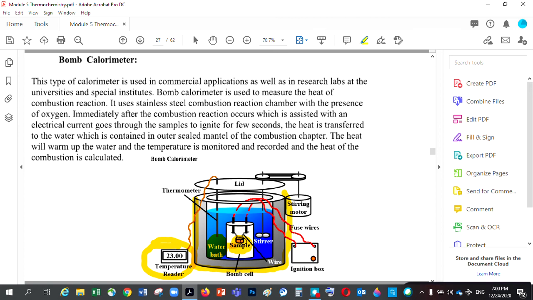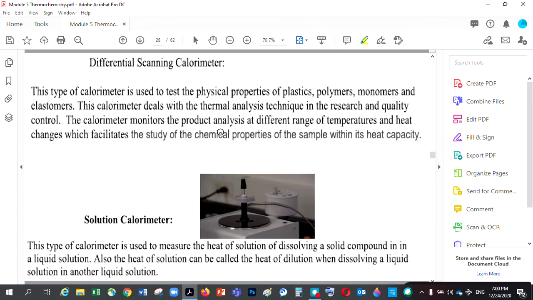In the foam, we don't have a combustion reaction. We have just a physical displacement. The metal will come inside the water. There's no reaction at all. Although we can do a reaction inside the foam, we can do titration, acid-base. We can determine the heat of neutralization, for example, using the coffee cup. So let's go further and look at other ones.